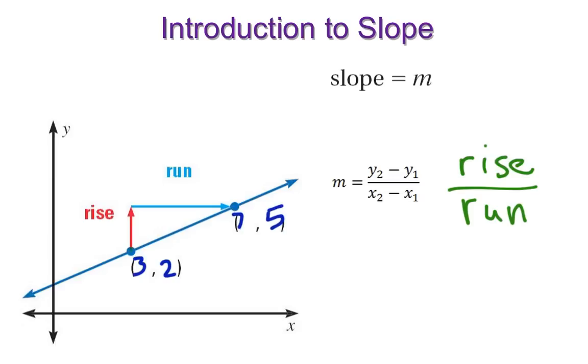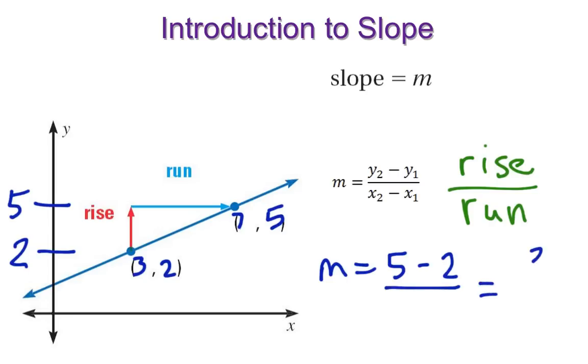One way to calculate the rise and run would be visually to look and see how much you would need to go up from the first ordered pair, the 3, 2, to get to the second ordered pair, the 7, 5. In order to go from 2 to 5 on the y-axis, we would have to rise 3. And that can be found from calculating what the rise is. So m is equal to y2, which is 5, minus y1, which is 2. That tells us that the rise was 3, or in other words, I needed to go up 3 units for the rise.